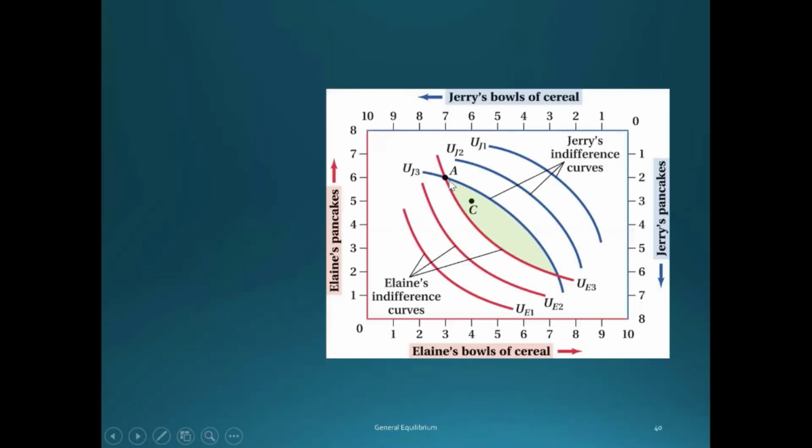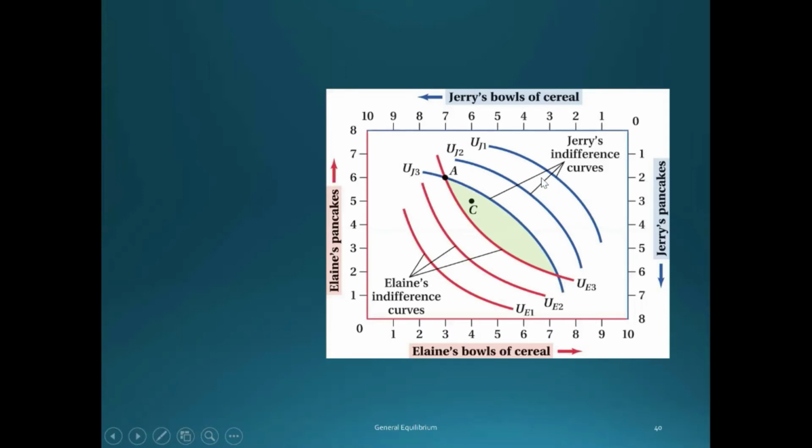So let's look at this graph here. Here we have Elaine's indifference curves shown with the red curves. The ones further up and to the right for Elaine imply that Elaine has more of the goods, and so she is happier. For Jerry, it's the opposite. His indifference curves are shown by these blue curves.